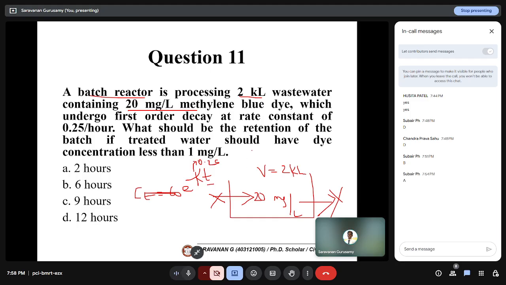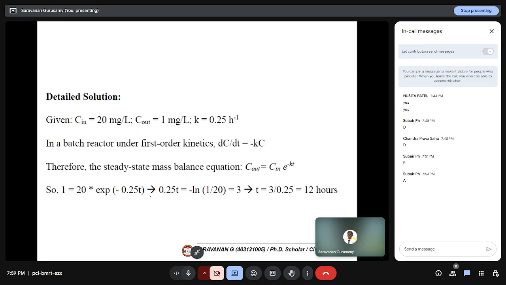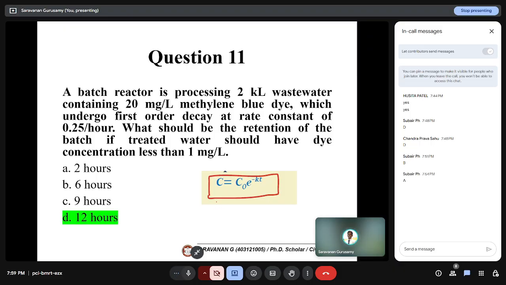They are asking what should be the retention time of the batch if treated water should be 1. So outlet concentration is 1, inlet concentration is 20. What is the time taken for 20 to become 1? So e power minus Kt is given, T is the required value. K is 0.25 per hour, so what will be the T's unit? Hour. If it is per second, T will be second. If you substitute, you will get the answer: C equal to C naught into e power minus Kt, C is 1, C naught is 20, T is unknown, K is 0.25.